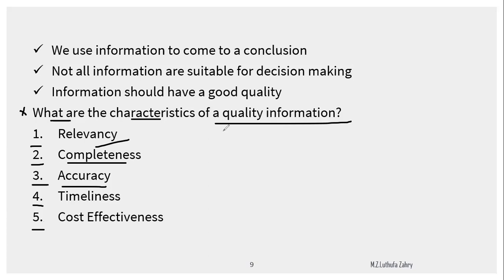You should have all these characteristics. If you have all these things in an information, then that's going to be quality information. With that you can decide it. If it's not relevant, if it's not complete, if it's not accurate, if it has no proper time period, if it does not have cost effectiveness, this is not going to be quality information. Okay.